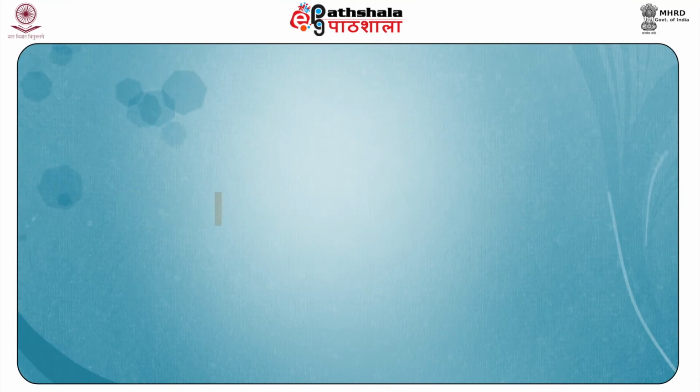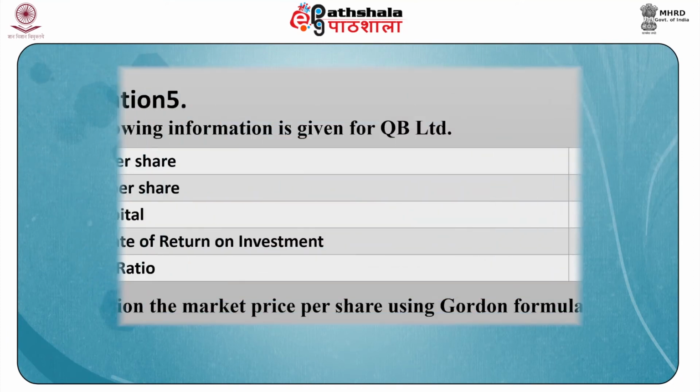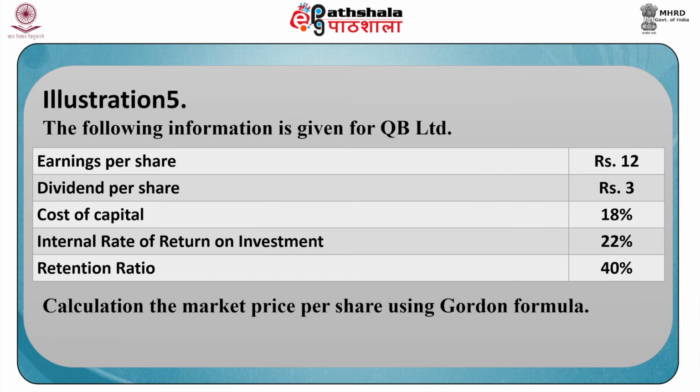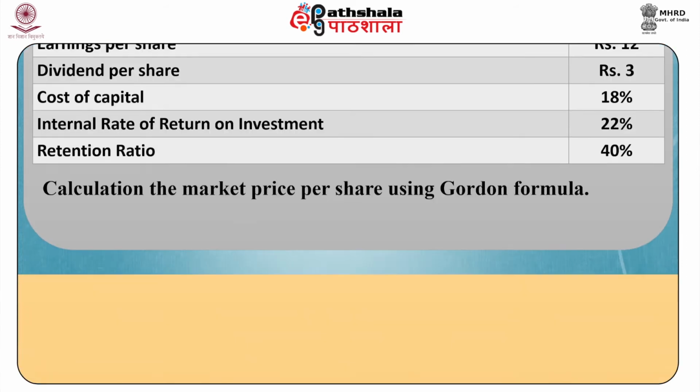Practical illustrations. Illustration 5. The following information is given for QB Limited. Earning per share rupees 12, dividend per share rupees 3, cost of capital 18%, internal rate of return on investment 22%, retention ratio 40%. Calculate the market price per share using Gordon formula.